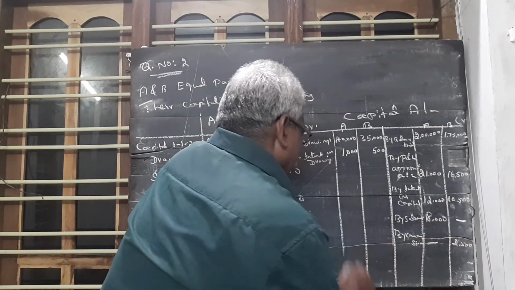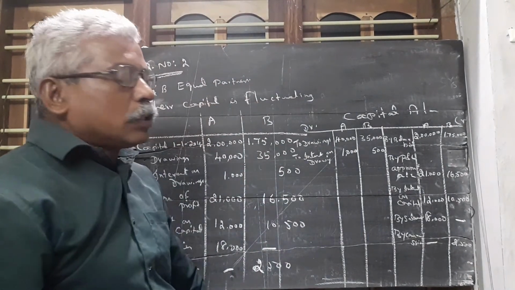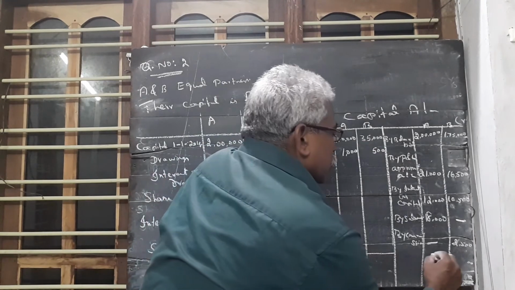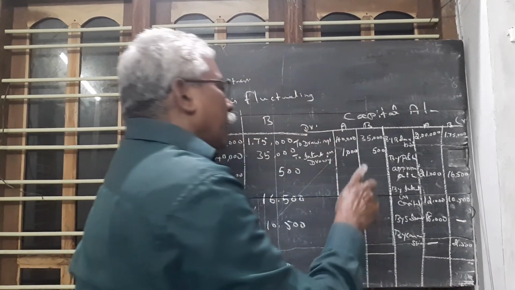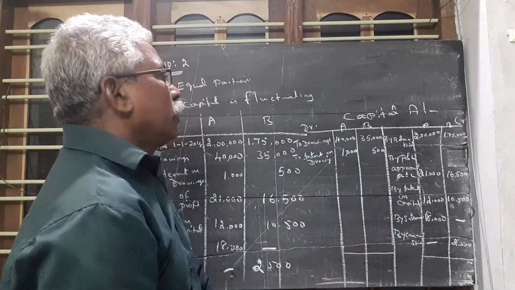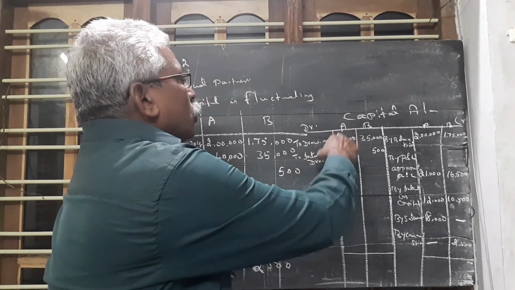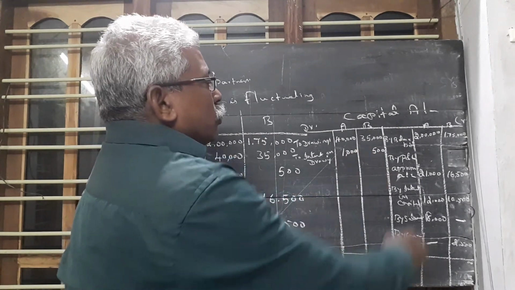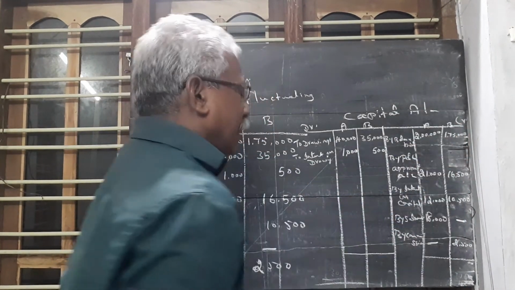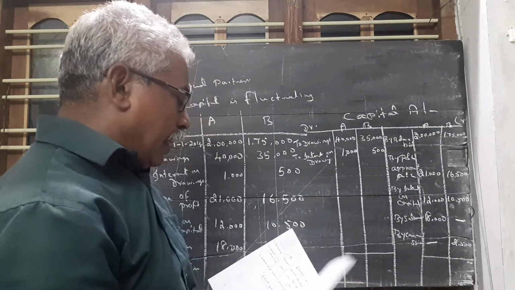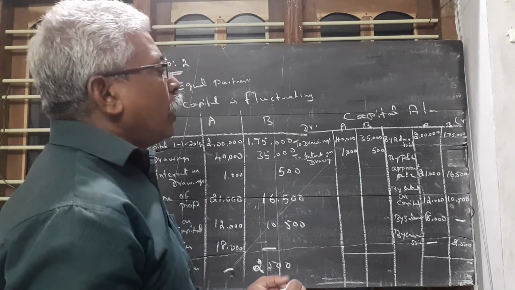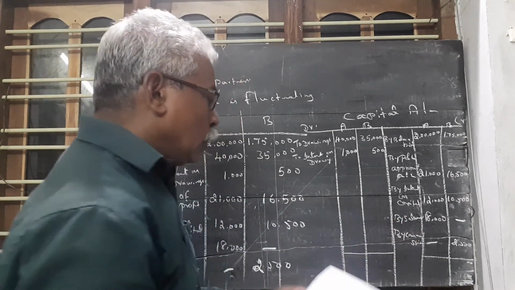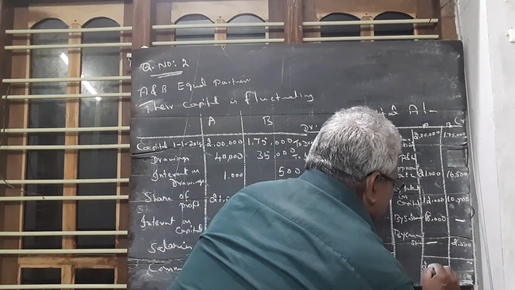Then we want to close the account. What is the procedure to close the account? First we draw a single line on both sides. Then write the highest amount on both sides. Here the debit side shows only 41,000. This column shows 35,500. So this side is the highest side. So we write the total: 2 lakh plus 21,000 plus 12,000 plus 18,000 is equal to 2,51,000.